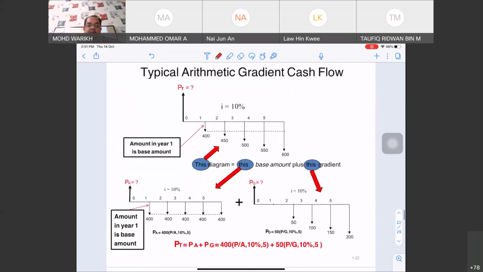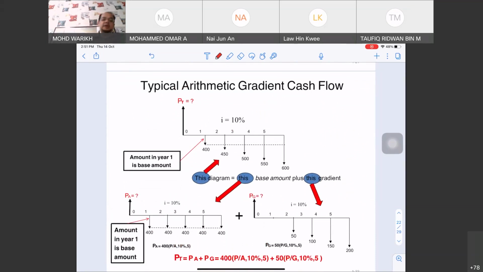So we go to the example here, a typical arithmetic gradient cash flow. At year 1 it starts at 400 ringgit, and after year 1 we add an extra 50 ringgit. That means the gradient starts here, and G is 50 ringgit.